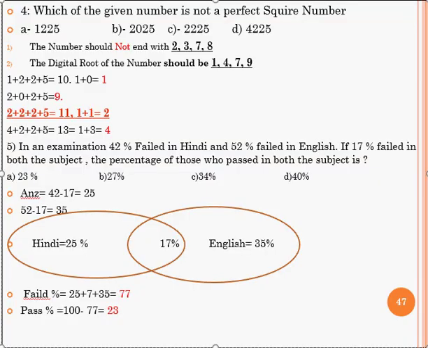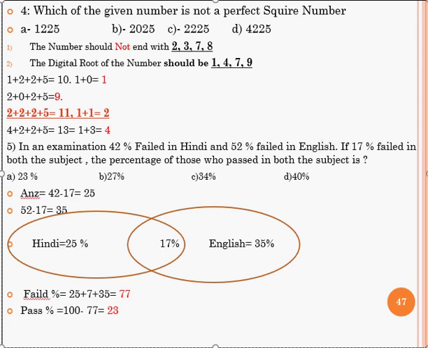Okay, we can discuss the next question. In an examination, 42% failed in Hindi, 52% failed in English, and 17% failed in both subjects. So what is the percentage of those who passed in both subjects? These 42, 52, and 17 failed in the examination, but we have to find out how many passed.